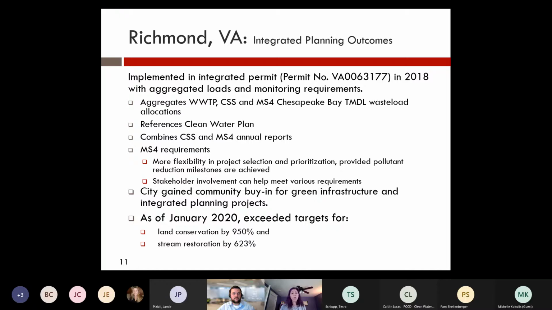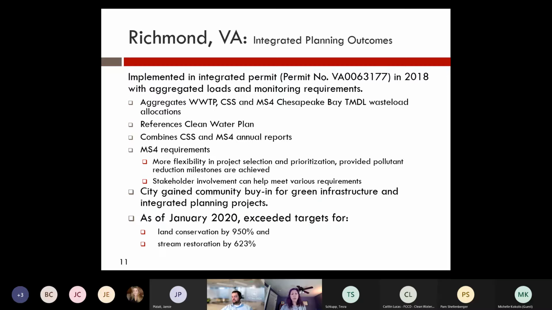So one other benefit is that for the MS4 requirements, there's more flexibility in the project selection and prioritization, because they used the integrated plan, and were able to demonstrate how that process took place, and how the milestones will be achieved over a certain period of time. And the stakeholder process also gave them more buy-in for green infrastructure, and they're continually working with the community when implementing the green infrastructure across the board.